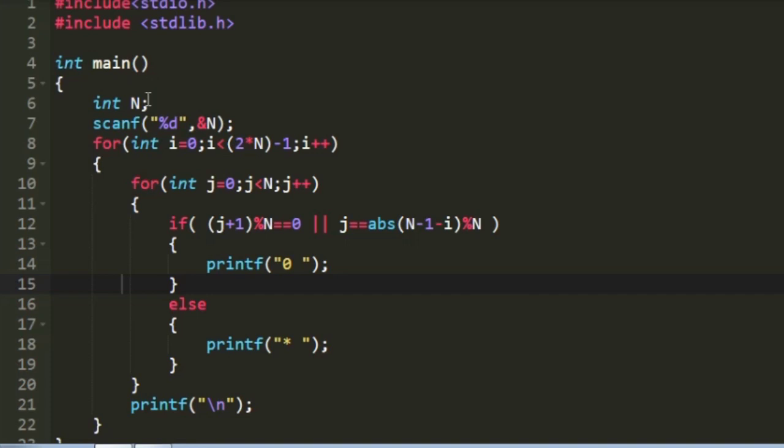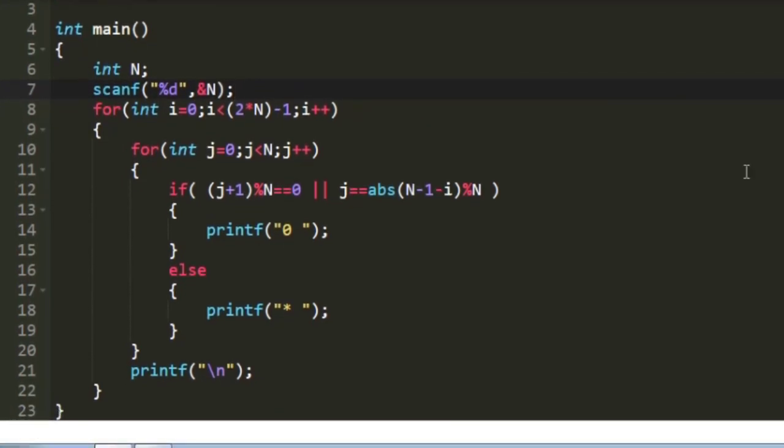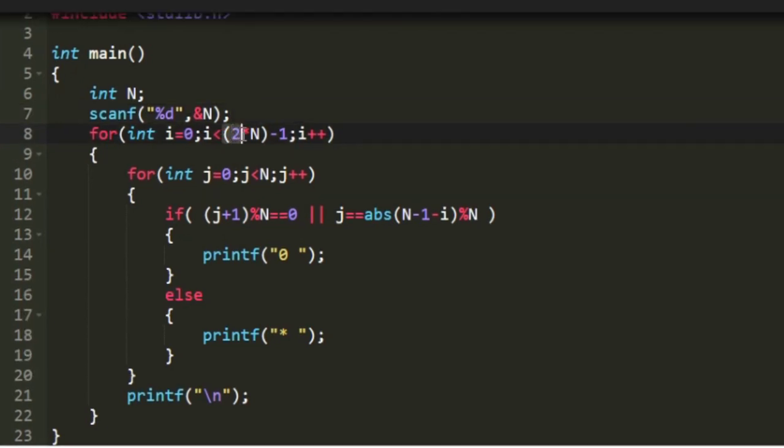First I am creating a new integer variable n, and in the next line I am accepting the value of n, and then I am creating a nested for loop. The first i loop iterates for 2 into n minus 1 times, and the second j loop iterates for n times.